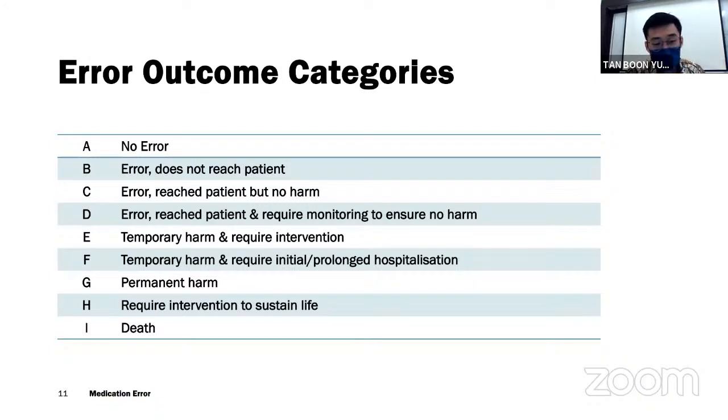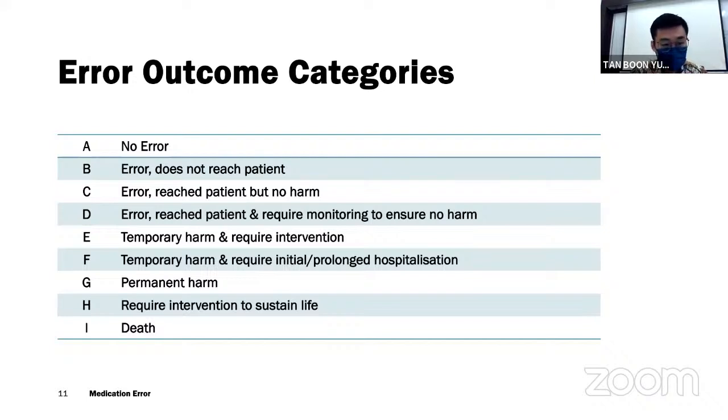Then B, C, D, you can see error has happened. For B, the error does not reach the patient. It means that the patient did not take the medication. Okay, and then C is reach patient, which means the patient already took the medication, but no harm was done. Then D is no harm done, but we require monitoring, or we need some maybe lab investigation to ensure that no harm was done on the patient.